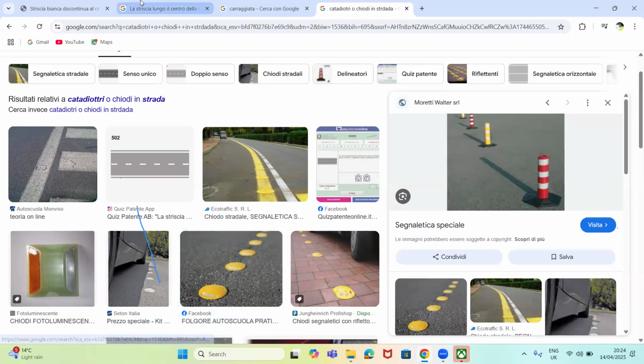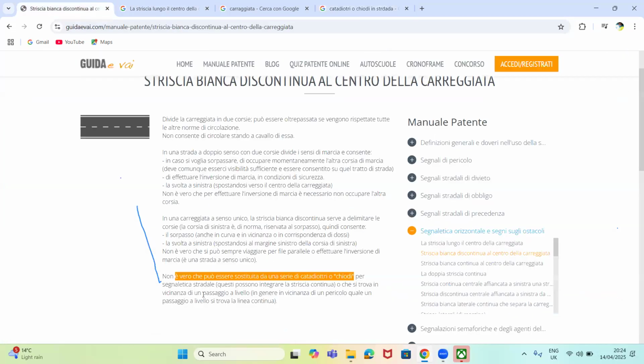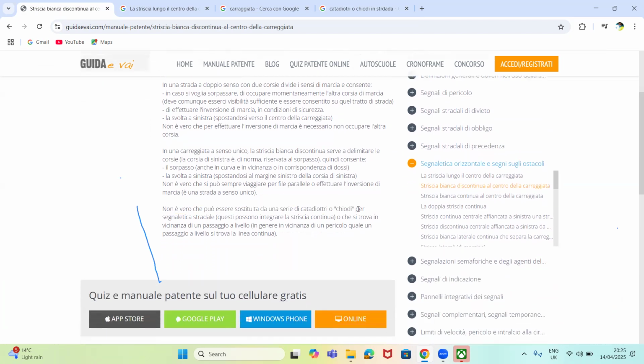Now, guys, watch. They're telling you that all these things, what they call chiodi or catadiotri, can substitute this discontinuous line. Do you know that it is falso? It's not true that you can normally substitute the line with those things that they call chiodi or catadiotri. Catadiotri is any plastic material that can reflect light. You can put it on your bicycle. You find them in your vehicle. All right, let's continue. Per segnaletica orizzontale, per segnaletica stradale. Is it clear now? Watch.